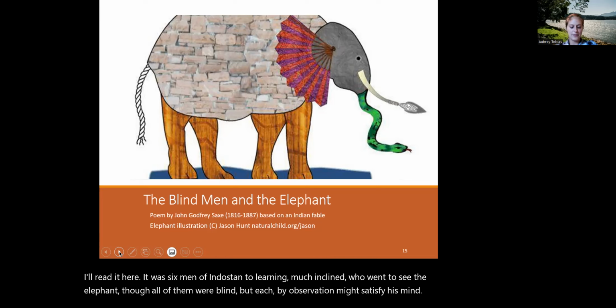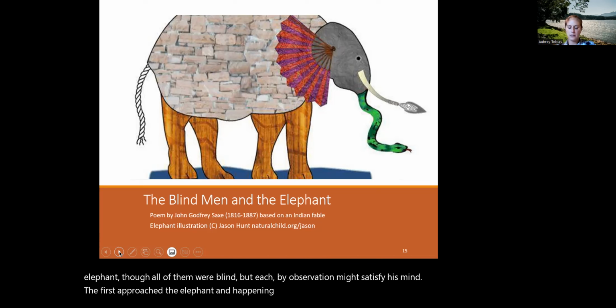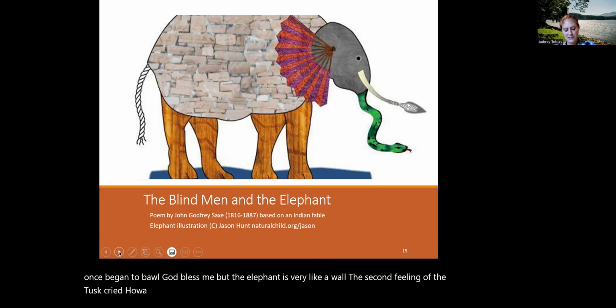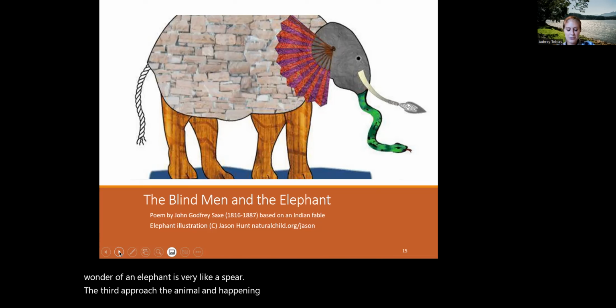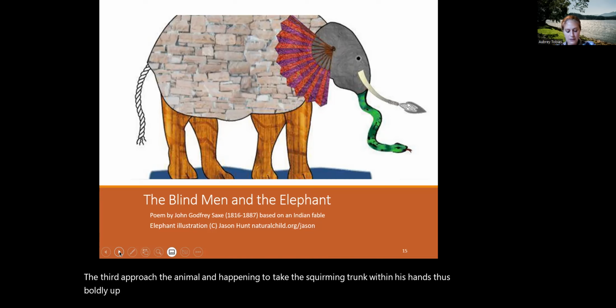The first approached the elephant, and happening to fall against his broad and sturdy side, at once began to bawl, God bless me, but the elephant is very like a wall. The second, feeling of the tusk, cried, ho, what have we here? So very round and smooth and sharp, to me 'tis mighty clear. This wonder of an elephant is very like a spear. The third approached the animal, and happening to take the squirming trunk within his hands, thus boldly up and spake, I see, quoth he, the elephant is very like a snake.